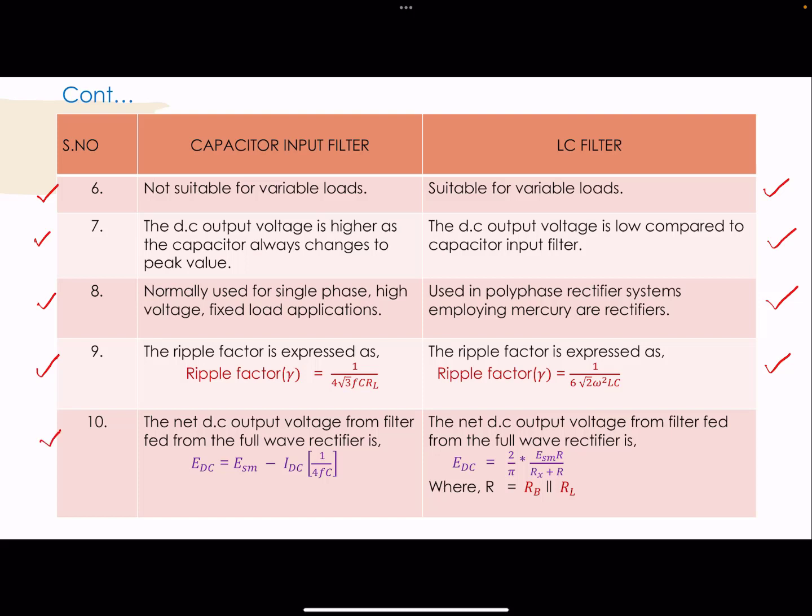And the last, 10th point is, in the case of the capacitor input filter, the net DC output voltage from the filter fed from the full wave rectifier is E_DC equal to E_SM minus I_DC into 1 by 4 f C. Whereas for the LC filter, the net DC output voltage from the filter fed from the full wave rectifier is E_DC equal to 2 by pi into E_SM times R by (R_X plus R), where R is equal to R_B parallel to R_L. So these are some of the important comparisons between the capacitor input filter and the LC filter.